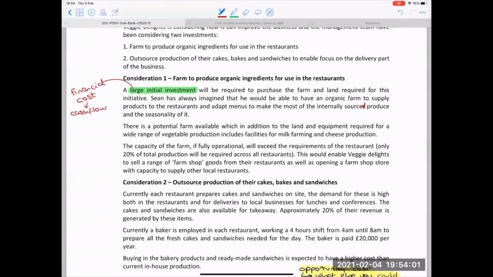Means we might have to borrow for that, which would impact our gearing. It's going to be a big investment over a number of years. So that's a really good thing to start with. But again, there's only 2 marks for it, so get your answer down for that, expand it, and move on. But that's the sort of thing we mean by financial costs. Great start.